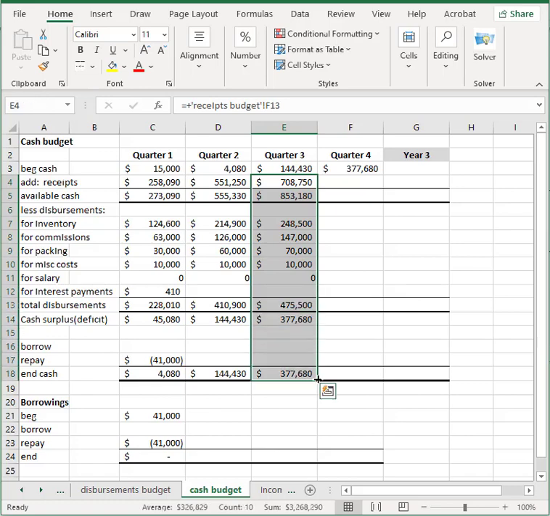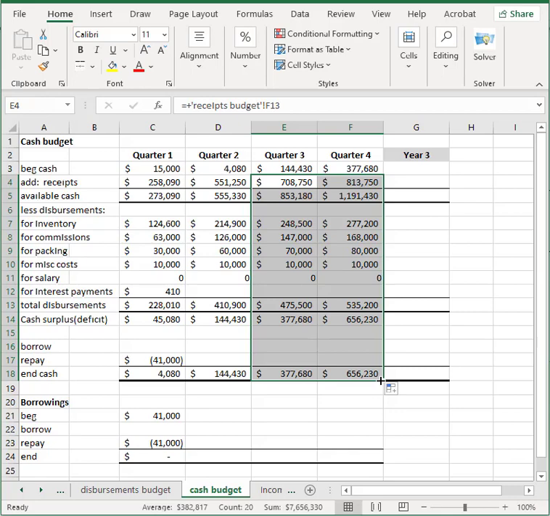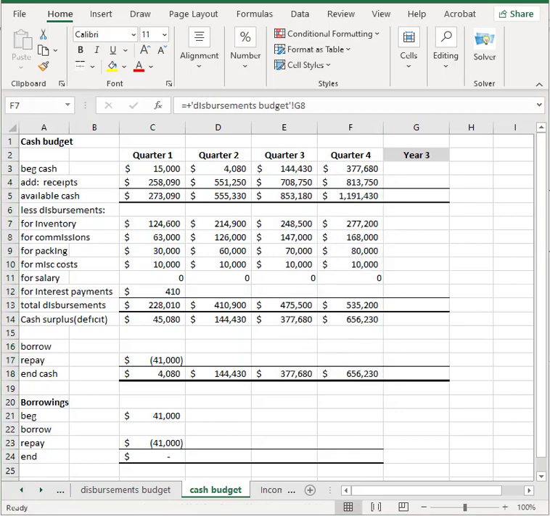So now I'm going to get super excited and just drag everything over. So this is some pretty great news. You're budgeting, you're expecting $656,230. All right.